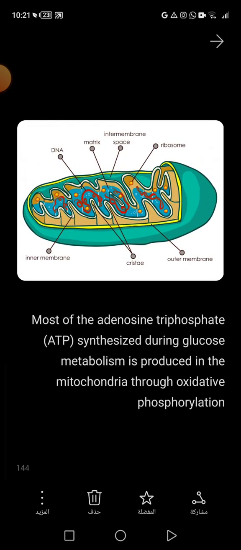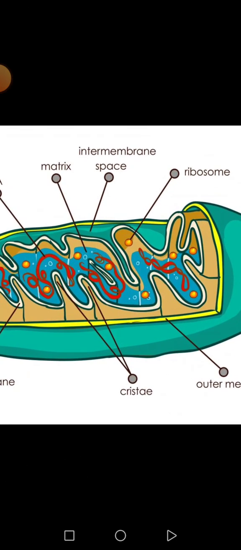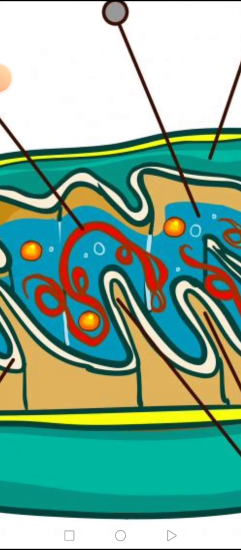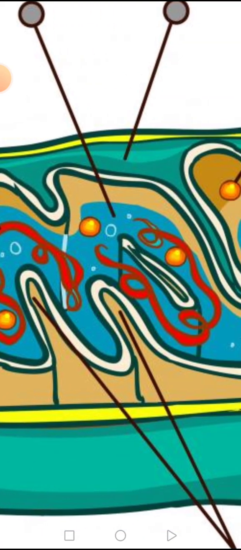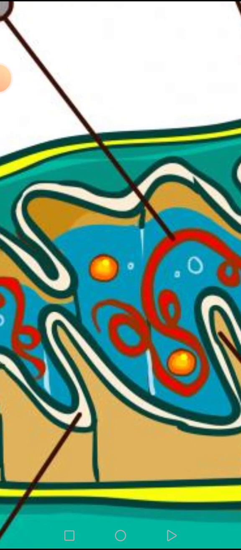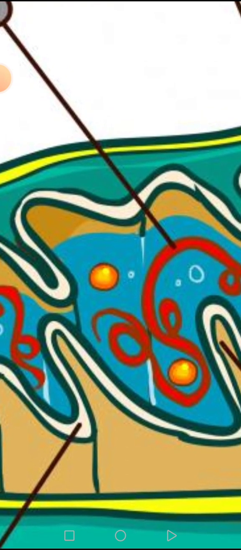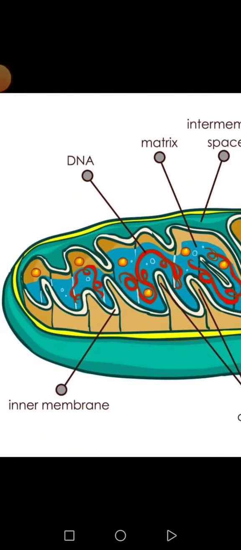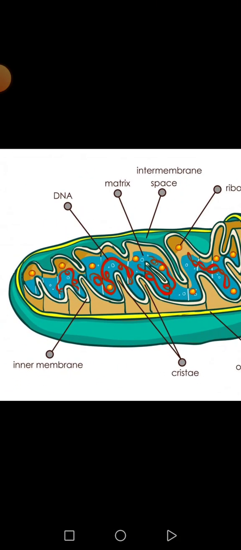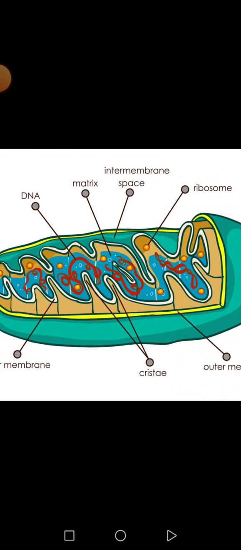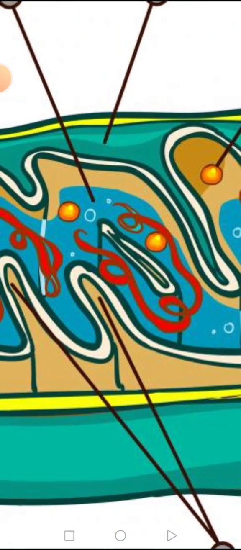This is the structure of the mitochondria. We have the inner membrane and outer membrane. We have a special DNA in the matrix. Those small, dot-like rounded structures are the ribosomes present in the mitochondria. These are the cristae, as you see, those folds.